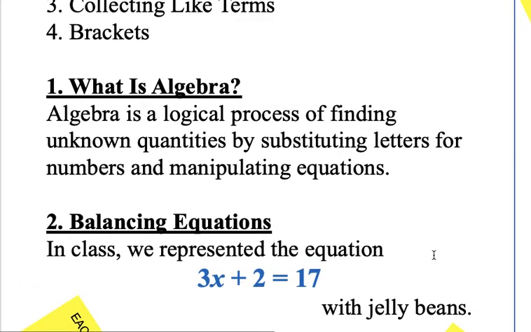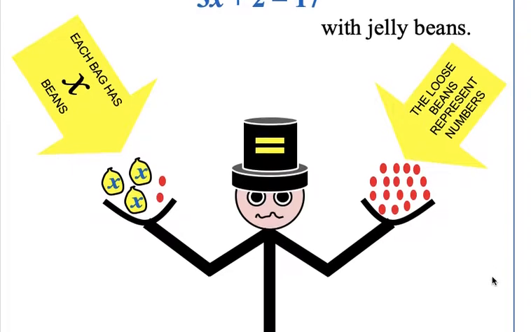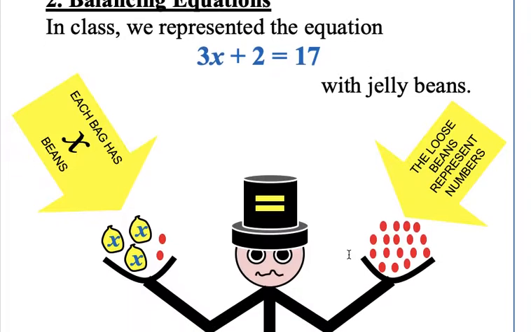So chapter 1 was just that sentence, and then I talked about balancing equations, and in class we represented the equation 3x plus 2 equals 17 with jelly beans. So we had somebody standing up the front with 3 mystery bags of X jelly beans. We don't know how many jelly beans X is yet, but we do know that they're all the same. And then 2 loose jelly beans, so that's 3x plus 2. And then in the other hand we had 17 loose jelly beans, which represents the number 17. So that equation 3x plus 2 equals 17 was represented by somebody standing there with 3 unknown bags of jelly beans plus 2, and then equals in the middle, and then 17 on the other side.